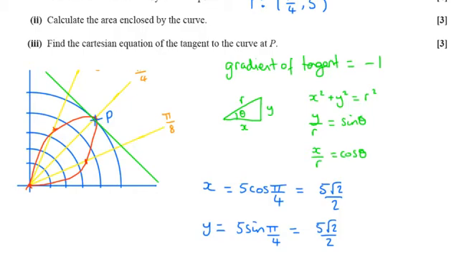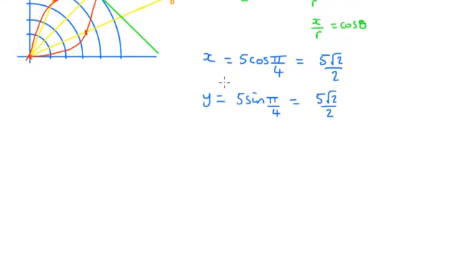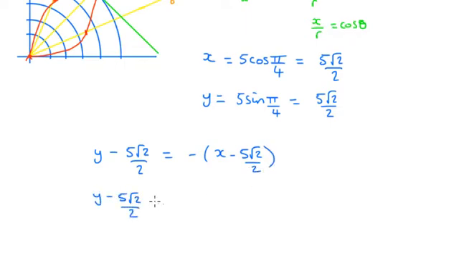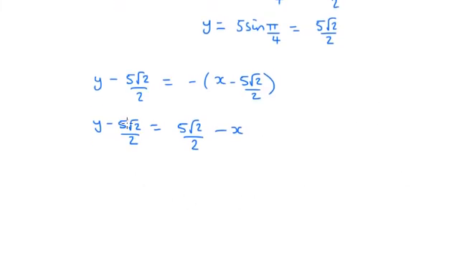So we've got everything we need. We've got the gradient of the tangent, which is negative 1, and we've got a coordinate for P in Cartesian form. So we can then use our C1 equation, y minus y1 equals m times x minus x1. So y minus 5 root 2 over 2 equals negative 1 times x minus 5 root 2 over 2. So if we move this 5 root 2 over 2 to the other side, we're going to get y equals 5 root 2 over 2 plus another 5 root 2 over 2, which is 5 root 2, take away x.